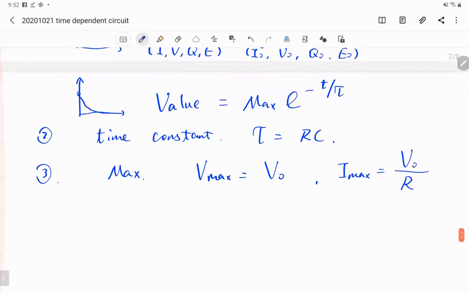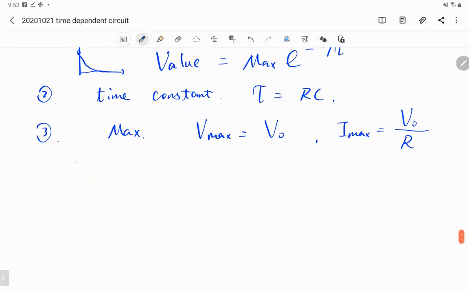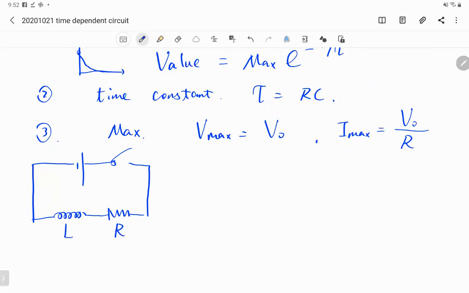Okay, then let's move to the inductor. Suppose I have a battery connected with a switch and a solenoid with resistance. The inductance is L, the resistance is R, and the battery's voltage is V0. At time equal to 0, I switch on the circuit; the switch is closed.